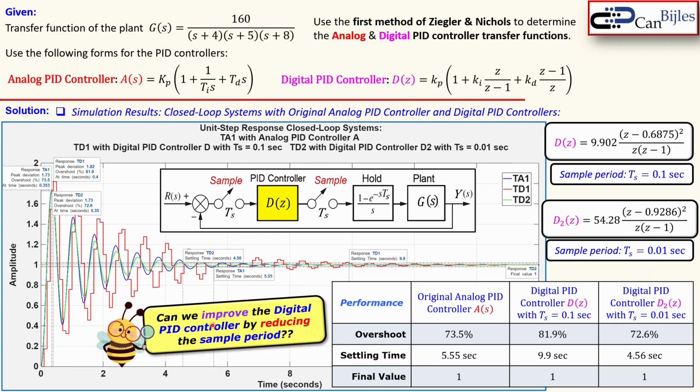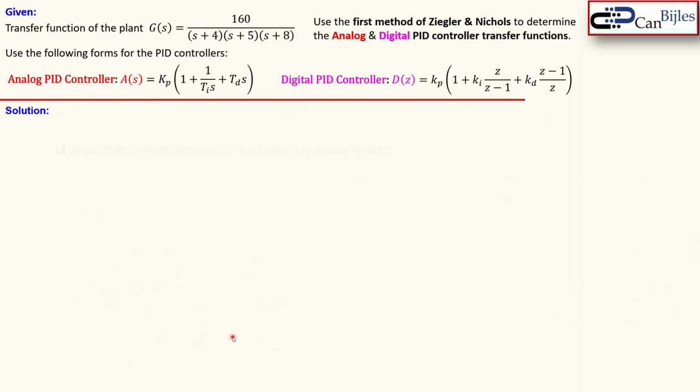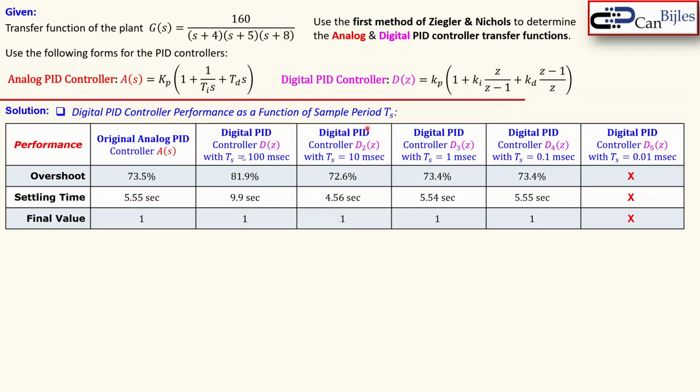Okay, let's see if that is really the case. So can we improve the digital PID controller by reducing the sampling period? Can we do that? Okay, that's a very good question. So we will check that now. So the digital PID controller performance as a function of the sample period TS. Well, I haven't, of course, shown you the details, but this is what I have analyzed in MATLAB, and also the plots. I looked at it.